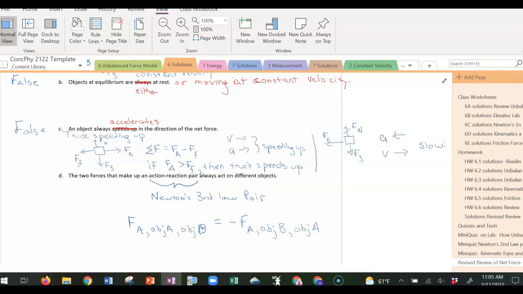And to see this, one of the forces in this pair is acting on object A, but the other force in this pair is acting on object B. So I think this is a true statement.